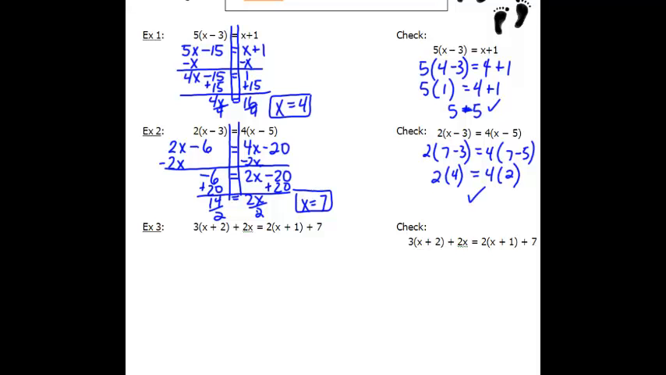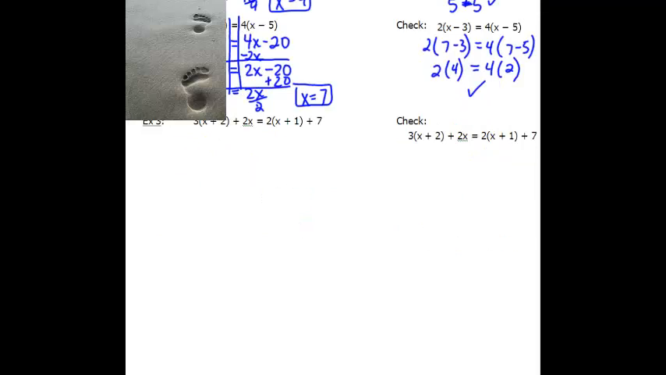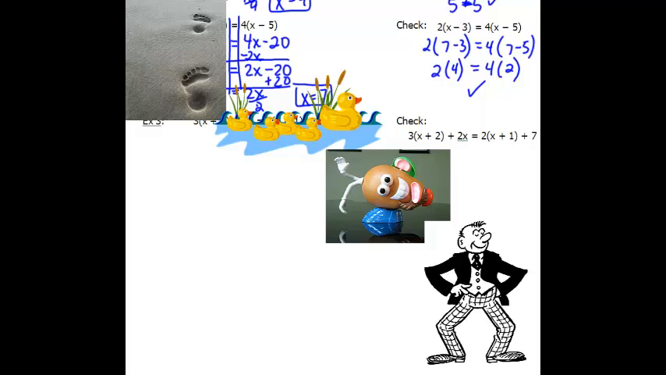Number 3, got a lot to do there. You got to take it one step at a time. You got to keep your ducks in a row. You got to keep your head on straight, and you got to have confidence.